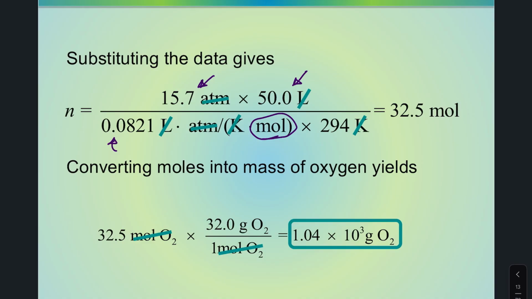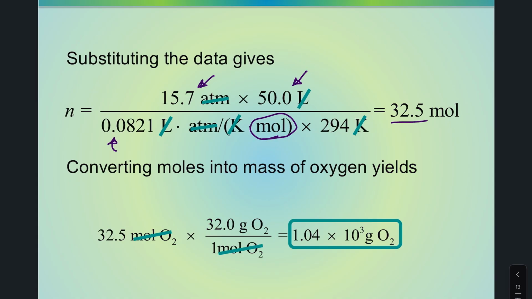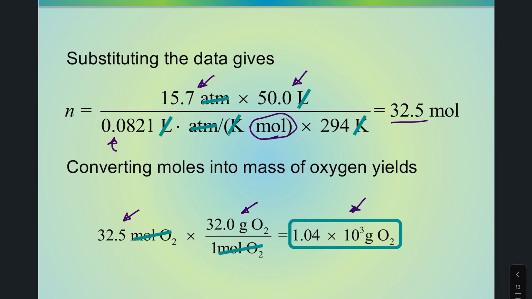And we'll multiply it by 298 to get 32.5, which is about what I got, I believe. 32.1, 32.5. If you're off by a little bit like that, I don't really care. We then take 32.5, convert that to grams, and we're left with 1.04 times 10 to the third grams, which is very, very close to what I got, 1.03 times 10 to the third grams.